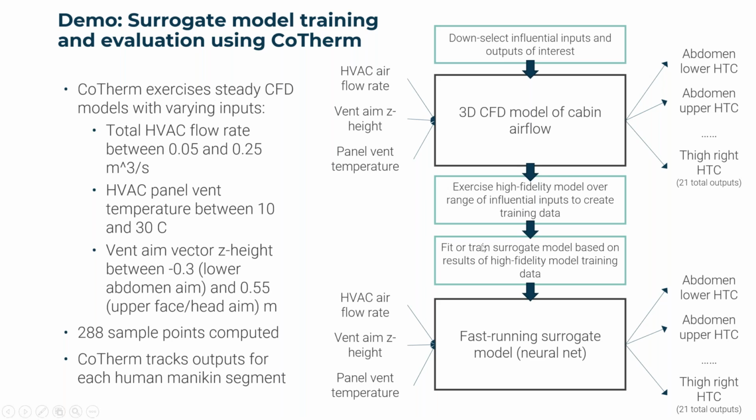So we're going to set up a CoTherm process to exercise those 3 variables over some reasonable ranges. We're going to end up using a little under 300 sample points to exercise the steady model. And then we're going to end up training, in this example, a neural net-based surrogate to predict those convective outputs based on new inputs.